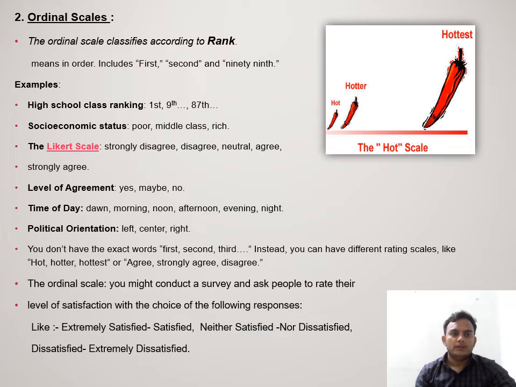Second one is ordinal scale. The ordinal scale classifies according to the rank, meaning in order, including first, second, up to 99, like that. For example, high school class ranking, socio-economic status like poor, middle class, or rich, the Likert scale like strongly disagree, disagree, neutral, agree, or strongly agree.